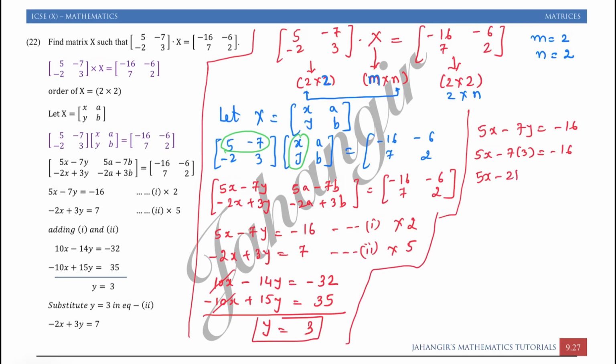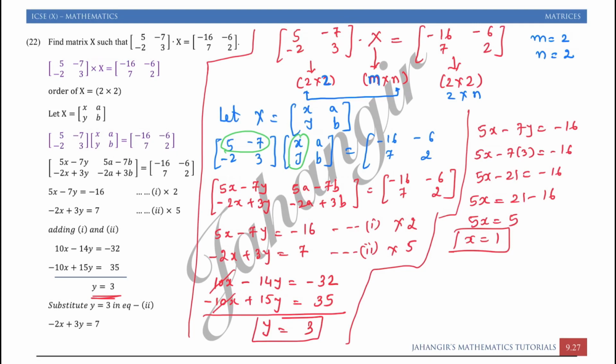5x minus 21 is equal to minus 16. 5x is equal to 21 minus 16. 5x is equal to 5. Therefore x is equal to 1. So we got x and y. Do remember x is 1, y is 3. Right? Here we got y as 3 and then x I got on the backside.